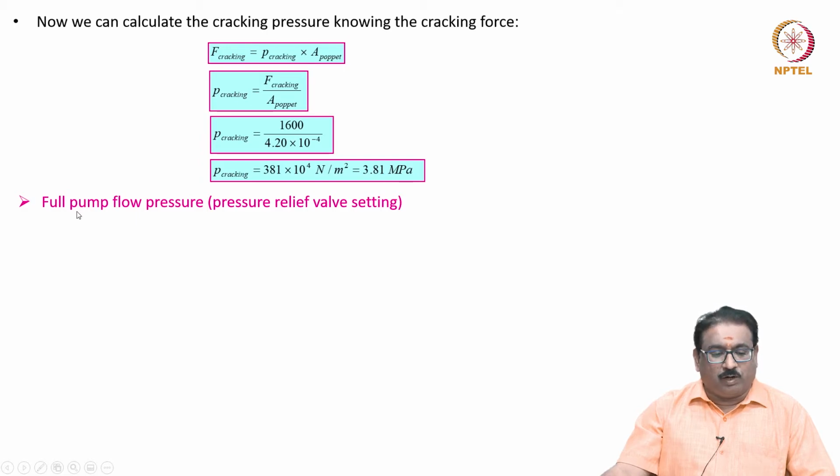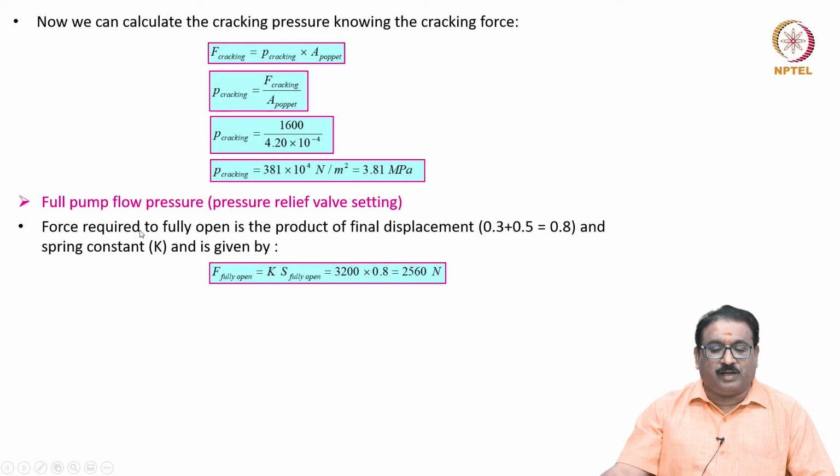Next one is full pump flow pressure, meaning the pressure relief valve setting. Here the force required to fully open is the product of final displacement and the spring constant. Final displacement means 0.3 plus 0.5, which is nothing but 0.8, full opening. Multiply these two, then I will get F fully open. The fully opening force is K into S fully open, correct, meaning 2560.